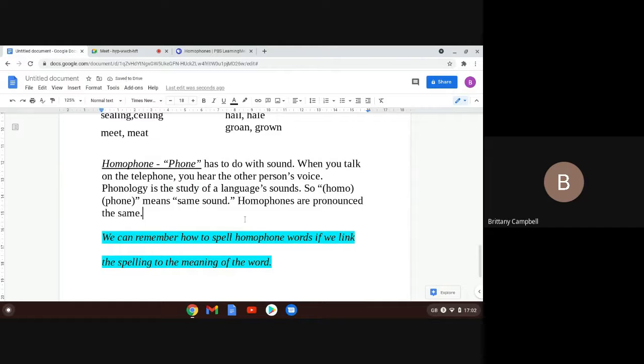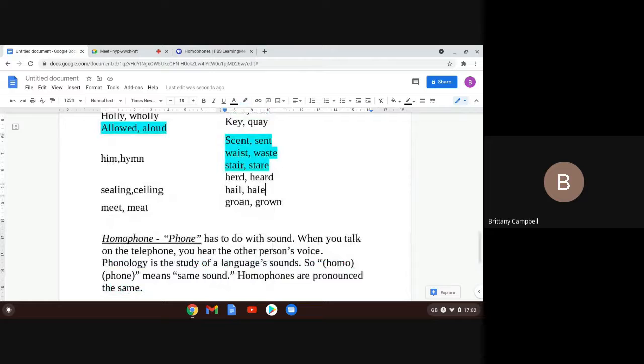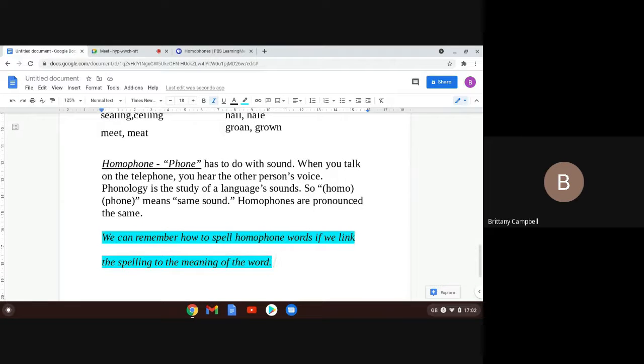All right, so homophones are really pronounced the same. We can remember how to spell the words if we link the spelling to the meaning of the word. Bear that in mind. Once we know the meaning of the word, then we'll be able to link the spelling to it, right? So it's crucial to know the context, the meaning of the word, and then we'll be better able to familiarize ourselves with the correct homophone in terms of the spelling.